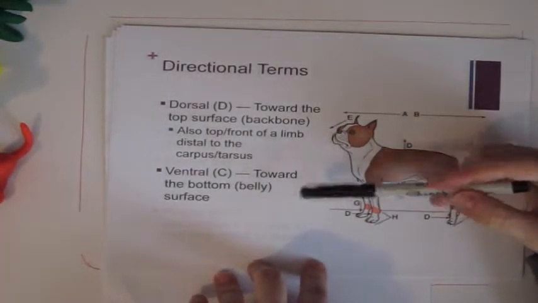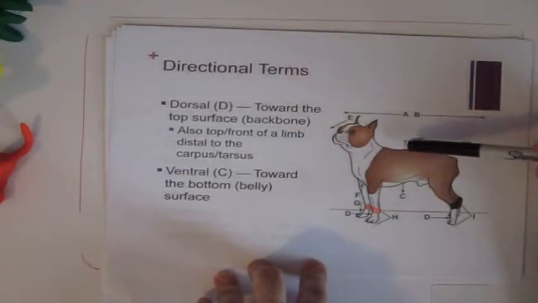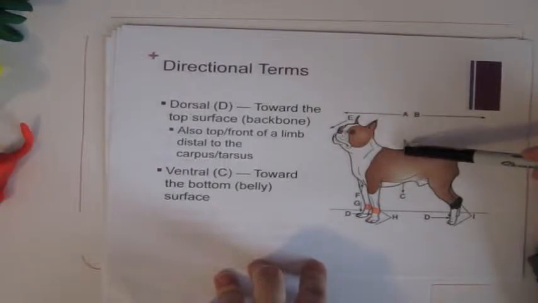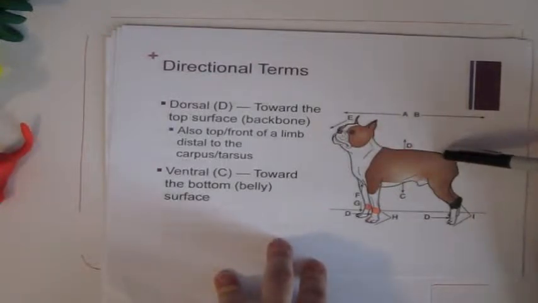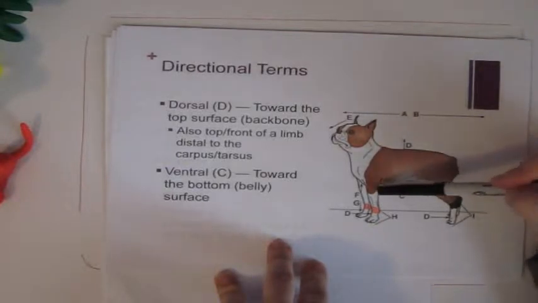Dorsal and ventral. Now we created that plane. If we wanted to create a dorsal plane, yes, dorsal would be up, towards the spine, towards the backbone here. So on the surface, this is the dorsal surface. And down here we have a ventral surface.